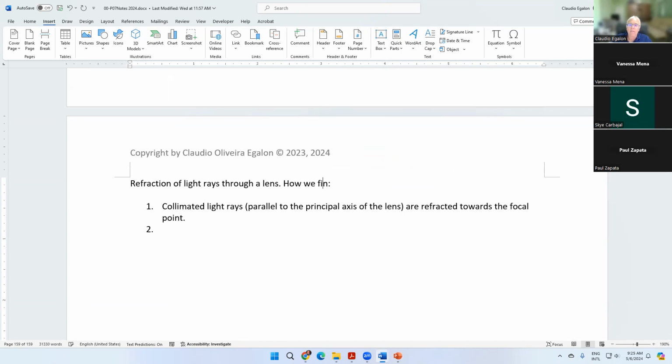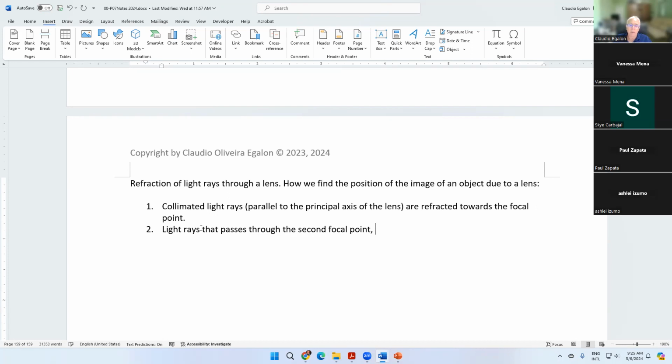How do we find the position of the image of an object due to a lens, right? 1, collimated light rays are refracted toward the focal point. 2, light rays that pass through the second focal point F prime are refracted parallel to the principal axis.